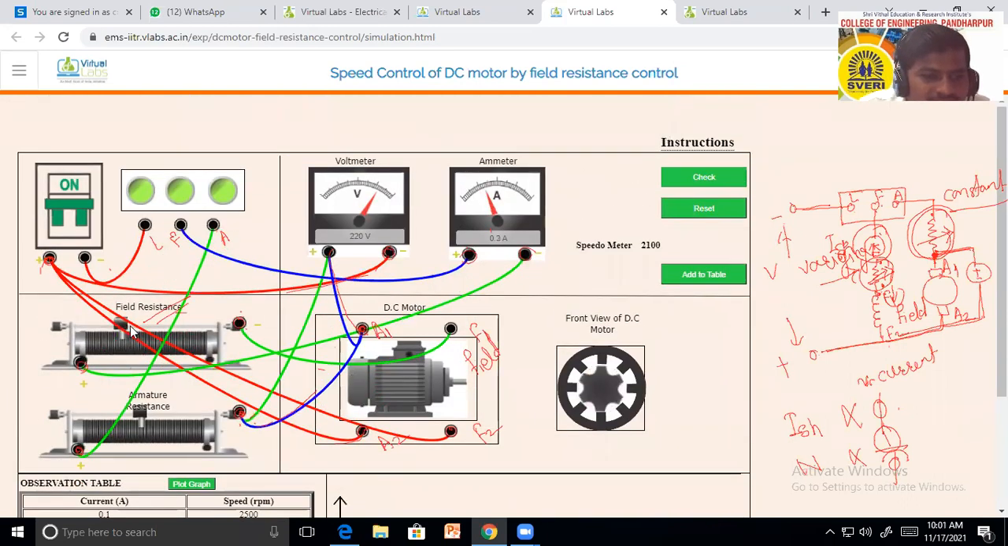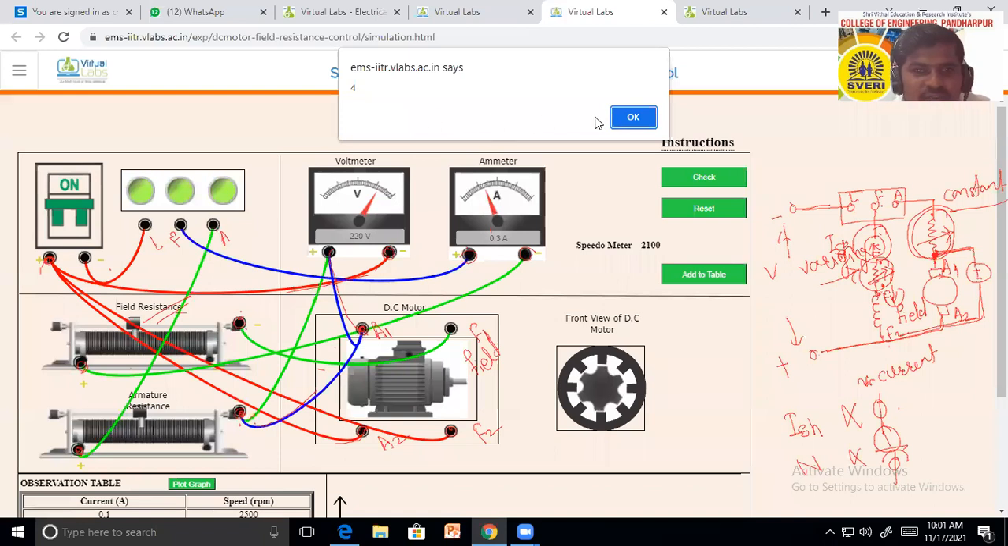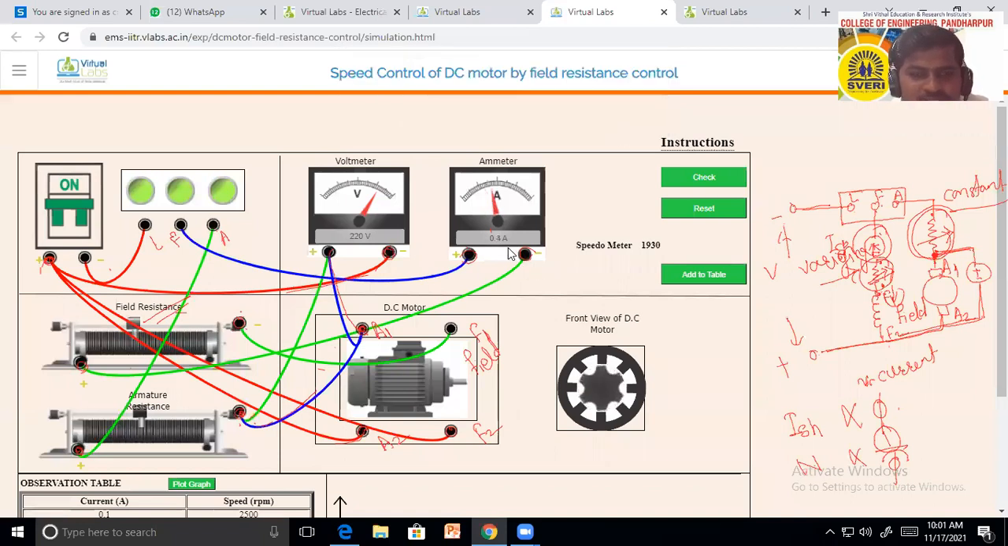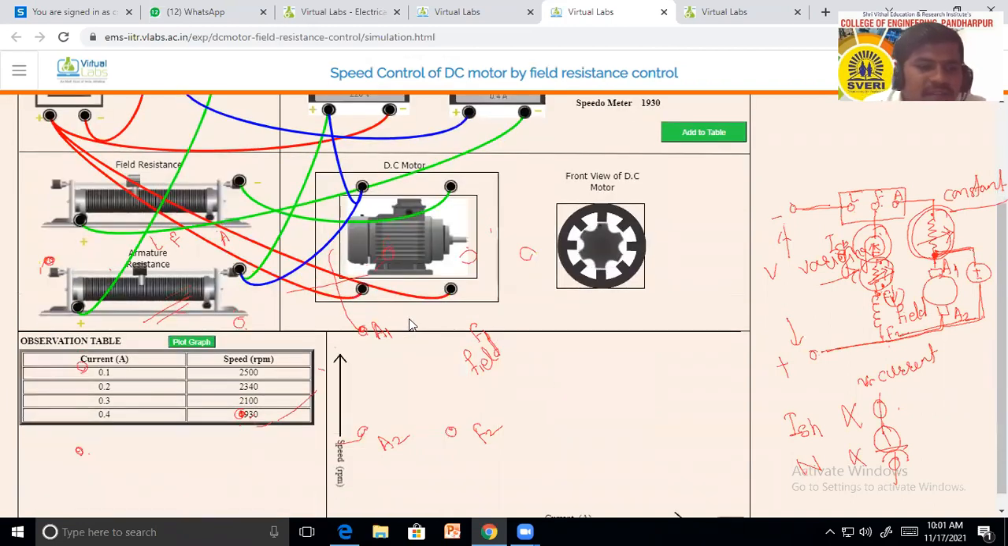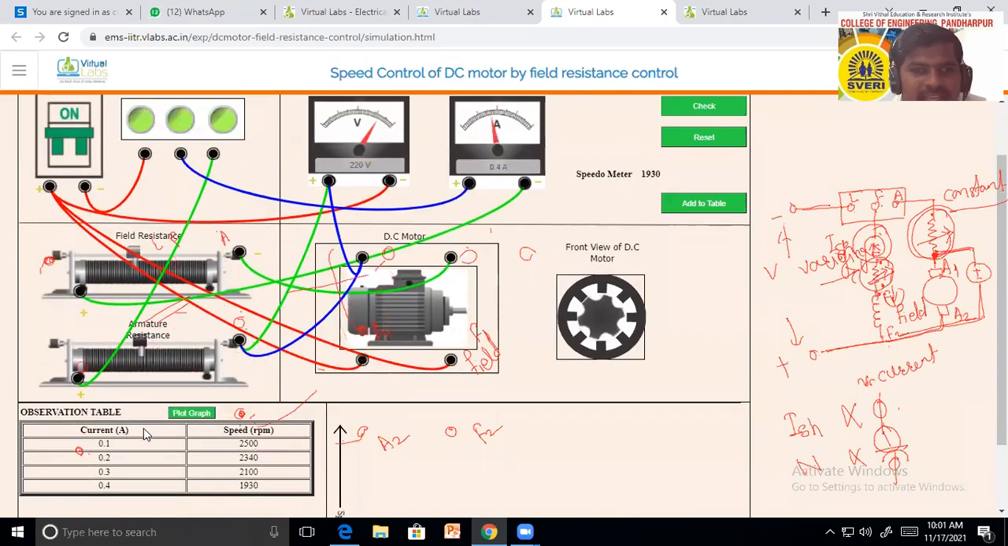Now again take the next reading. This is the fourth reading. The current is 0.4, and the speed is 1930 revolutions per minute. Just add this value to the table. We require a minimum of 6 readings to plot a graph. So we are taking 6 readings. Now the 4 readings are here.